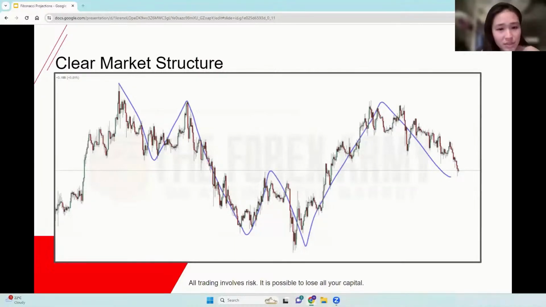Here's an example again of a clear market structure. Fib retracements can be used in both choppy and trending markets, but it is important to look for clear market structures. If you look here, there's a lot of upward and downward movements. That's what we mean by choppy and trending markets. But the main point is to make sure that your market structure is clear.